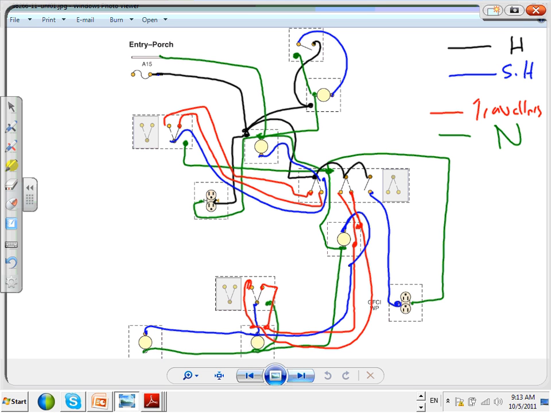Okay. Any question, guys? Any question, my friends? So I want to remind you that these two right here are part of a different circuit. So we're not going to wire it at this moment, okay? Don't get confused. They're in the same box, but they're part of a different circuit.